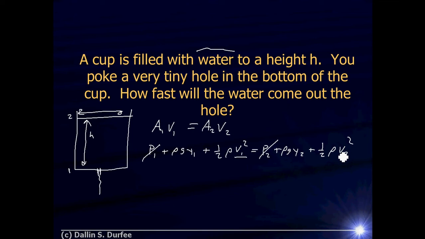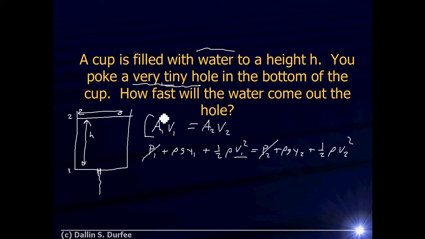But what about V2? I can find V2 in terms of V1, the thing I'm trying to find, using the continuity equation, except I did not give you an area for my hole or for the top of my cup. That seems problematic, doesn't it? Okay, so we're going to have to make some assumptions here. I said it's a very tiny hole, right? What does very tiny mean? It means that A1 is much, much smaller than A2.